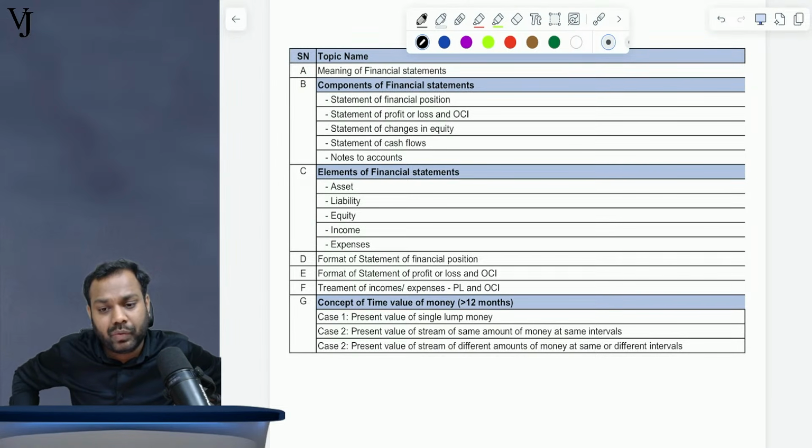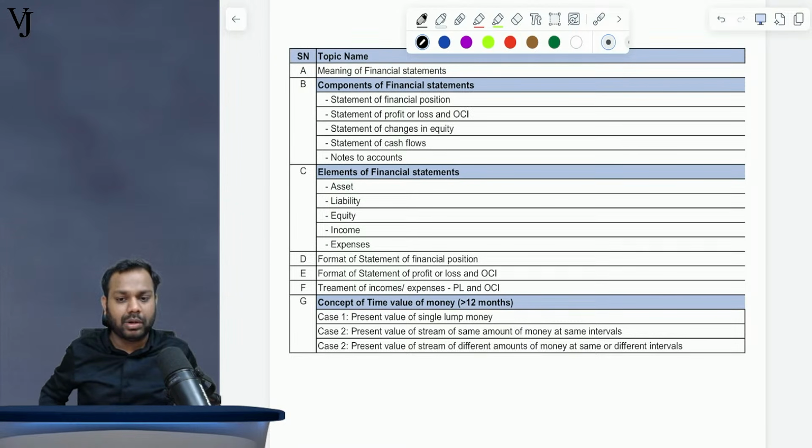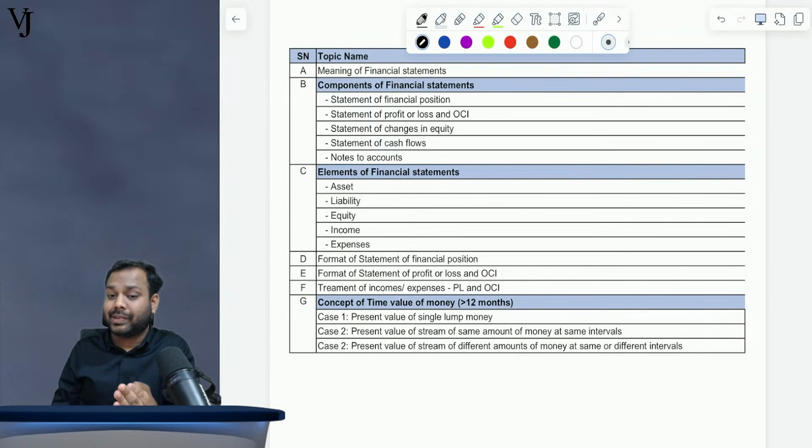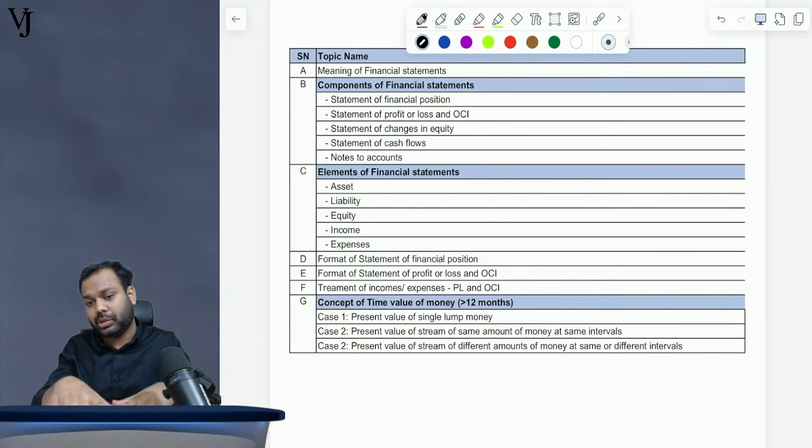Is there any situation where both IAS and IFRS are applicable? No. For a particular transaction, there can be either IAS or IFRS, not both.